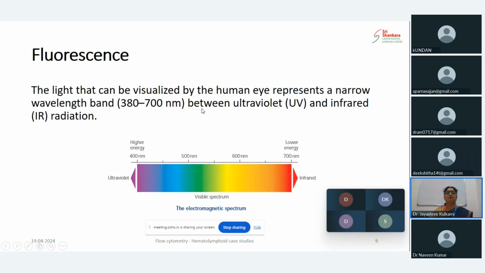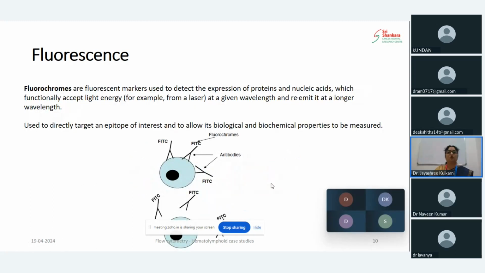However, what is important here is that fluorescence is used. So what happens is the human eye can perceive the wavelength band from 380 to 700 nanometers, which exists between the ultraviolet and the infrared. Now, using various fluorochromes of various wavelengths, we can make fluorochromes, which are the fluorescent markers. They can be tagged to the various epitopes on the cells.